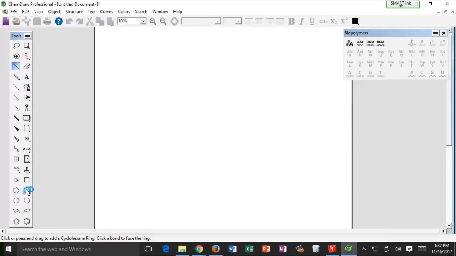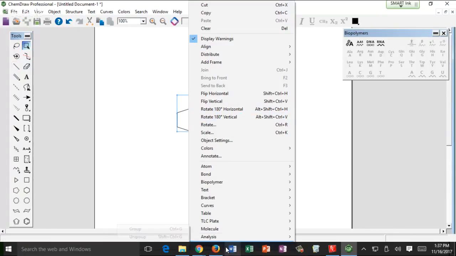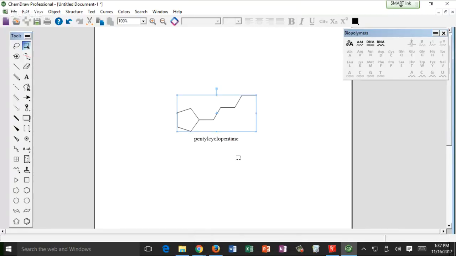So you've got a 5-membered ring of cyclopentane that then has 5 carbons coming off of it like this. What do you call that? Let's see. I guess they say that the ring takes precedence there, and they call it pentylcyclopentane.